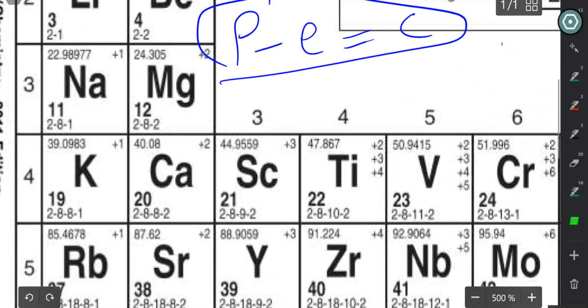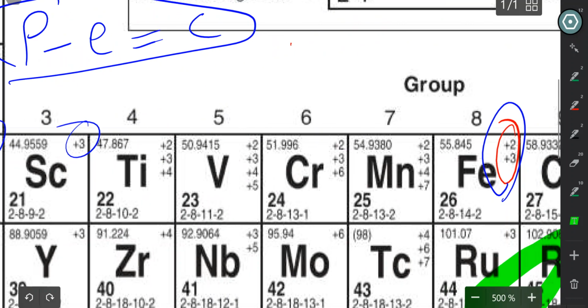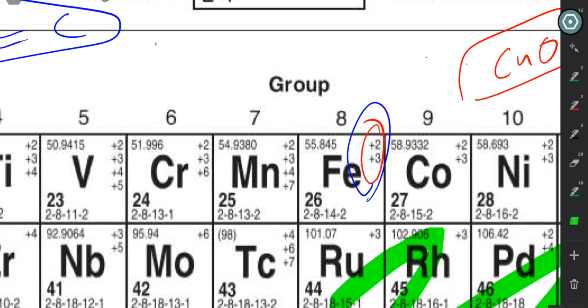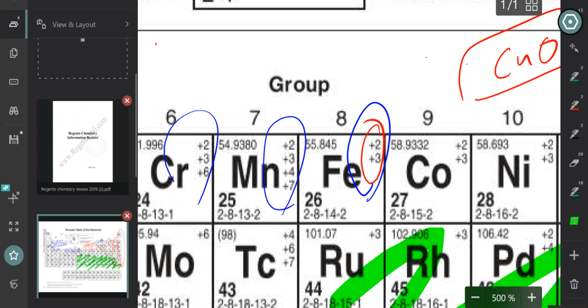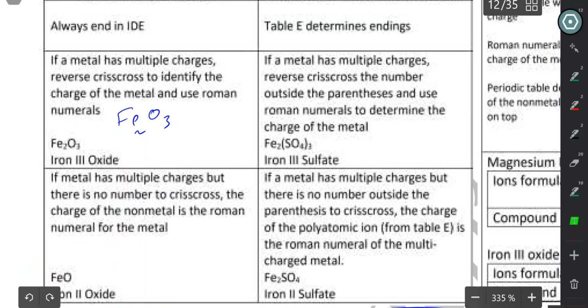Na, on the other hand, only has a single charge. Calcium, a single charge. Scandium, a single charge. But iron, along with manganese and chromium and vanadium, they have multiple charges. So you have to use a Roman numeral to identify the charge of that metal. We only care about the metal. We're not really worried about the non-metal.